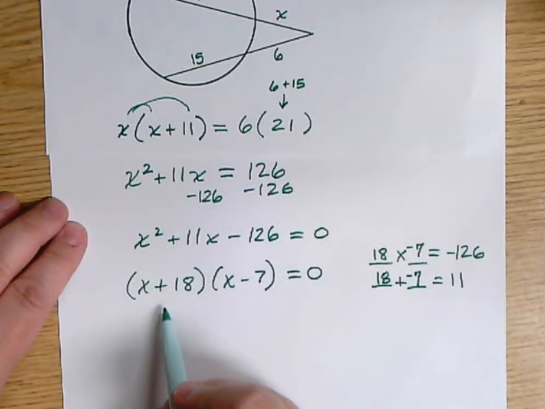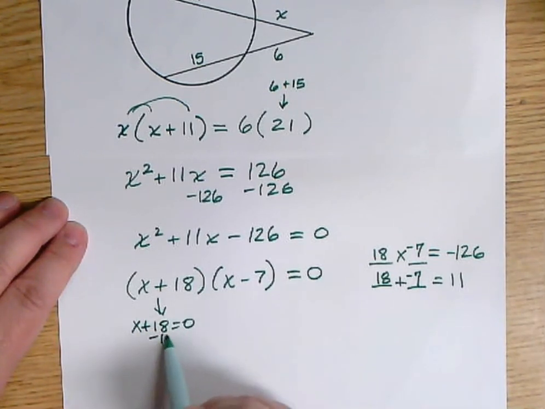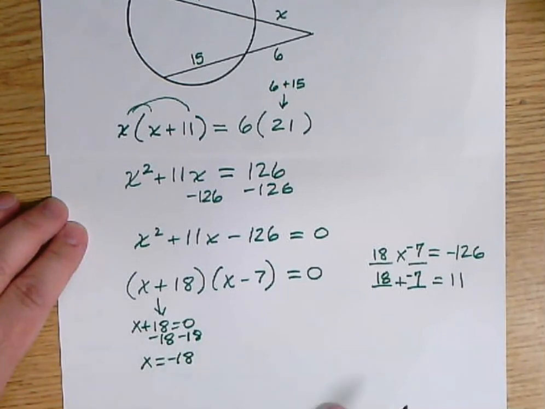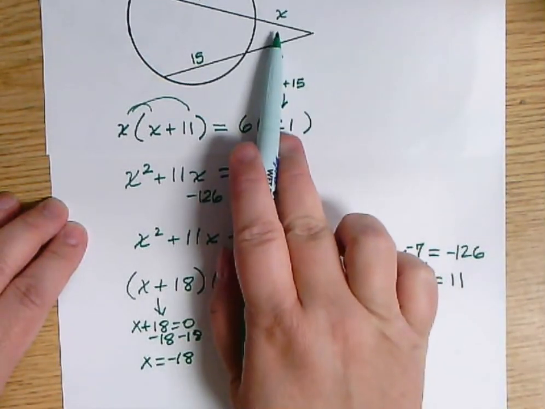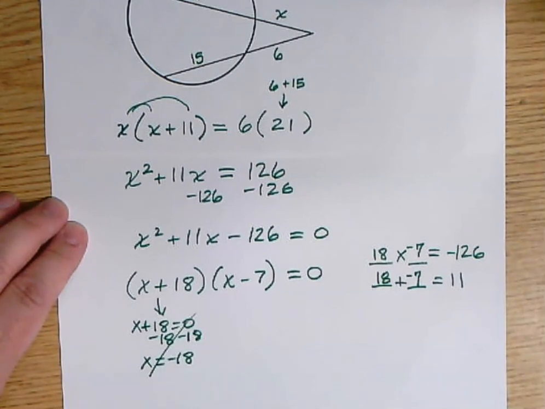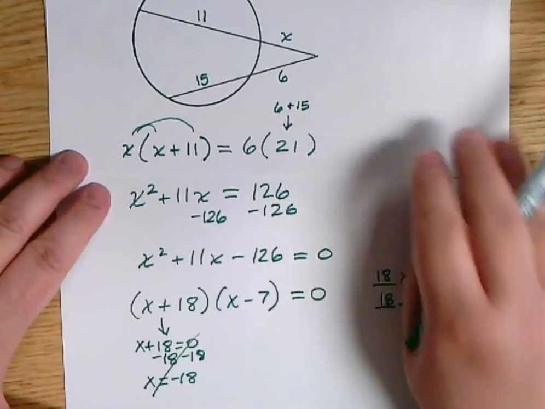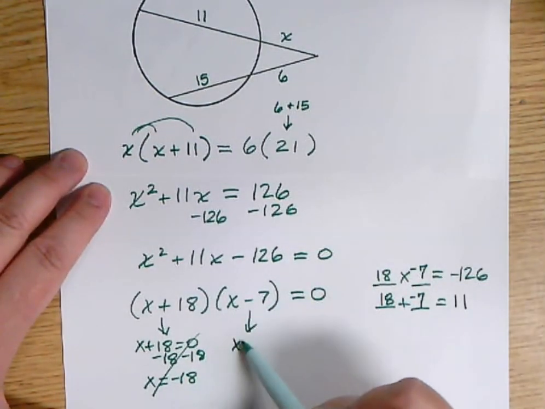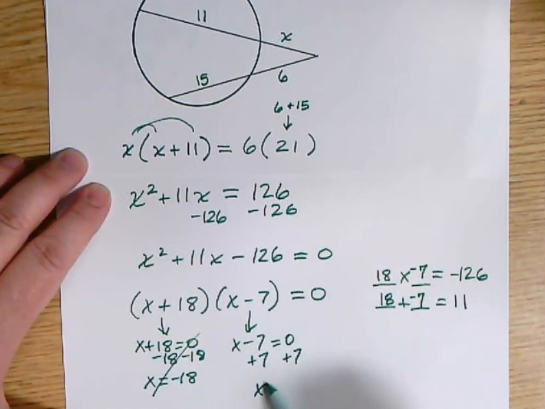To solve a factored form, you set each one of them equal to 0 and solve. Does x refer to a length here? It does. So this isn't going to work. We're not going to have a negative x. So it's going to have to be this other one, which gives us what? x equals 7. And that's my answer.